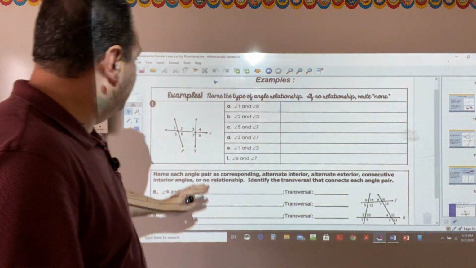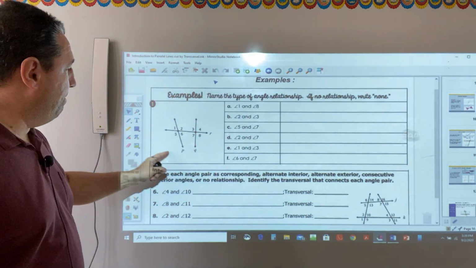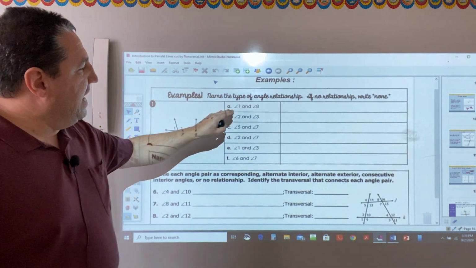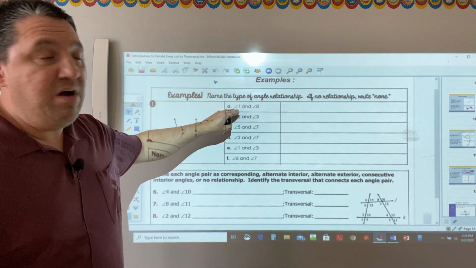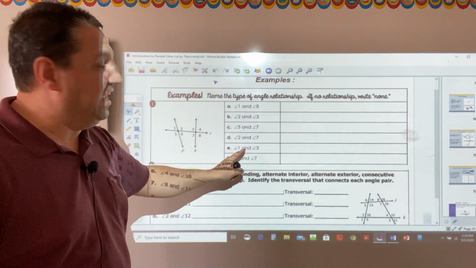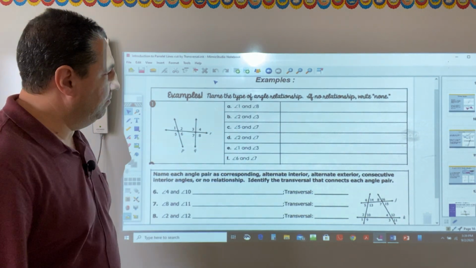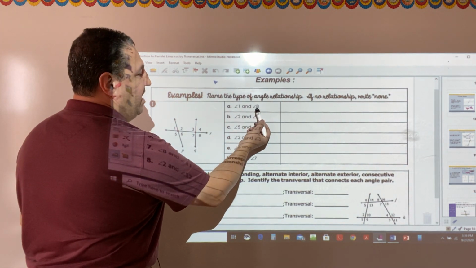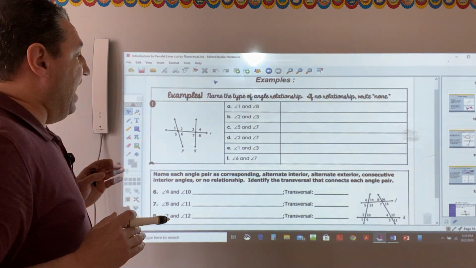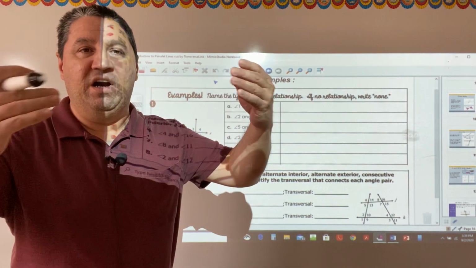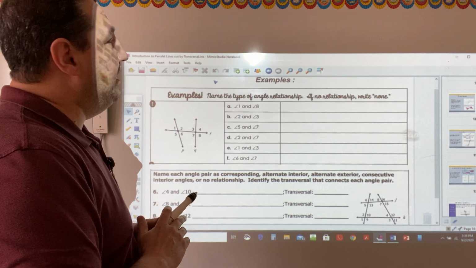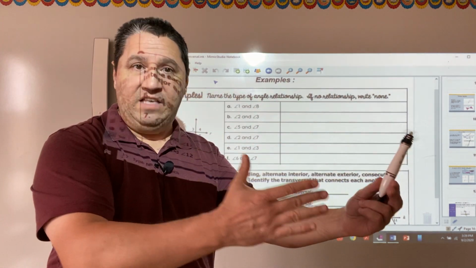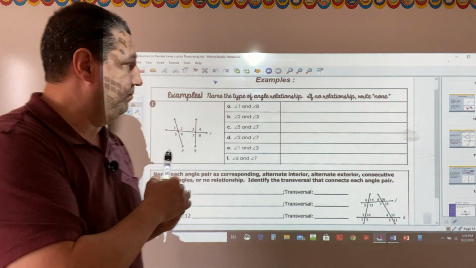So, we have this picture, this diagram. We have to come up with the name for each pair of given angles. It says, give a name for angles 1 and 8. I hope you remember last time we talked about transversal and lines that are cut by transversal.